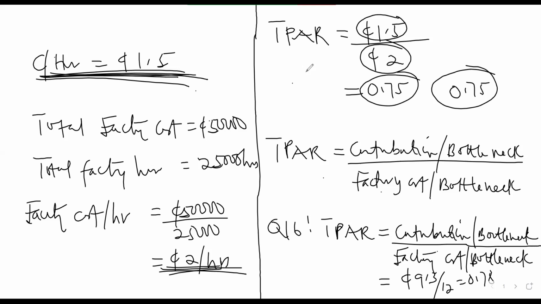So looking at this one, you can see that we cannot produce this particular product because we are going to spend more than we are getting. We are going to spend more than we are getting.